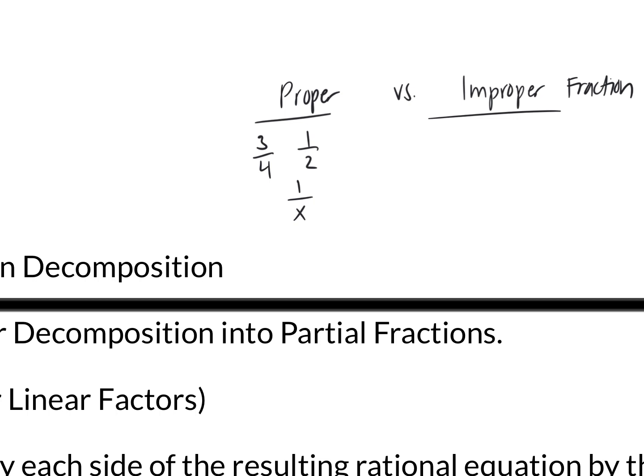Okay. What about an improper fraction? What would an improper fraction be? 7/3. What else? 9/2. I like it. What if I had x to the 3rd over x? No, that's not proper, right? I could simplify that, right? Same thing like 8/4. We could simplify 8/4, right?